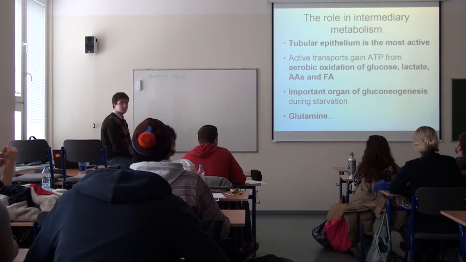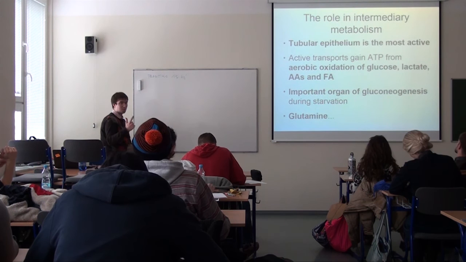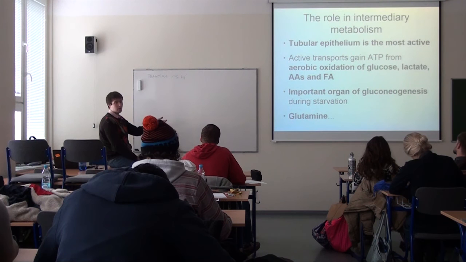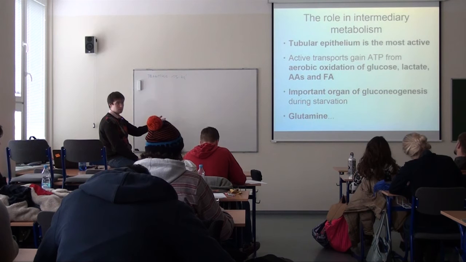For lactate and fatty acids, you need a lot of oxygen. Glucose: for the first ATP from glucose, you do not need oxygen. From fatty acid, you cannot release any ATP without oxygen. The same for pyruvate. For pyruvate, you release only one GTP in the Krebs cycle.